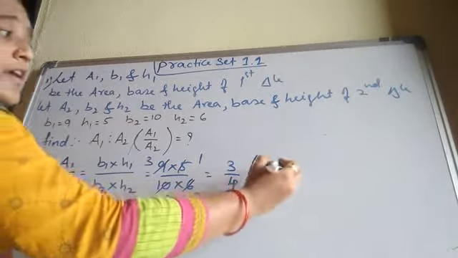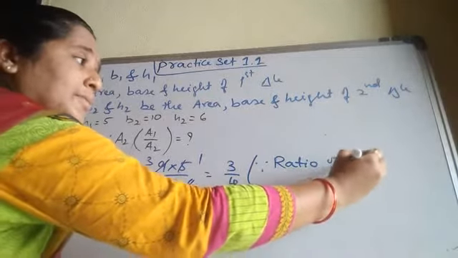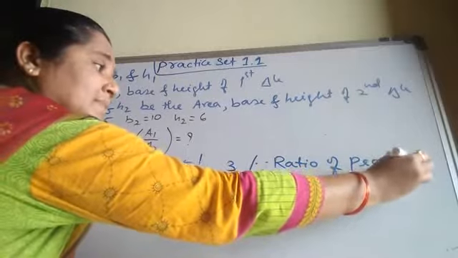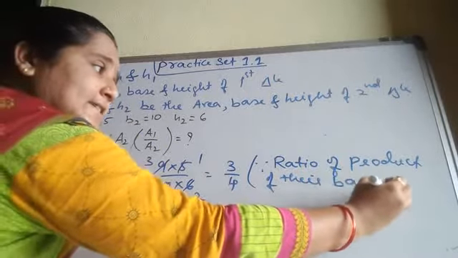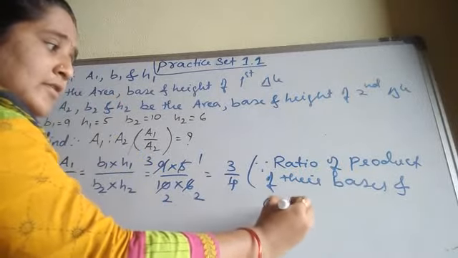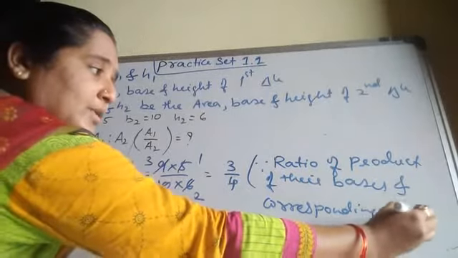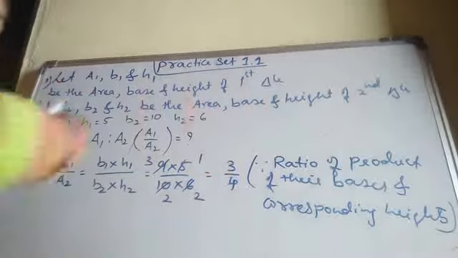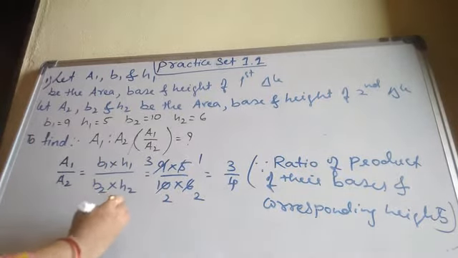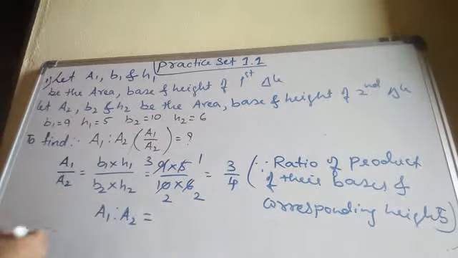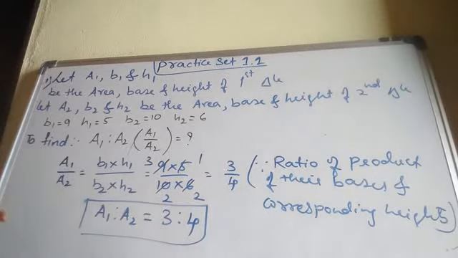Here write the condition: ratio of product of their bases and corresponding heights, because in both the triangles bases and heights are different. Therefore A1 is to A2 equal to 3 is to 4. This is your first solution.